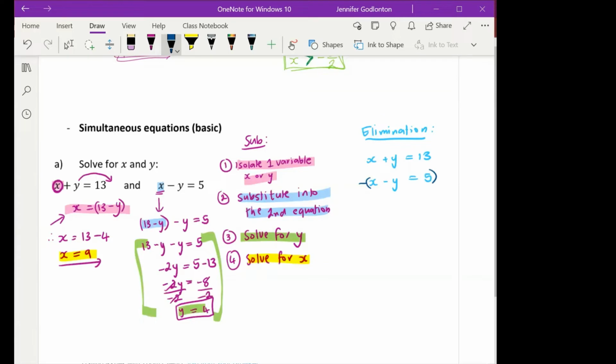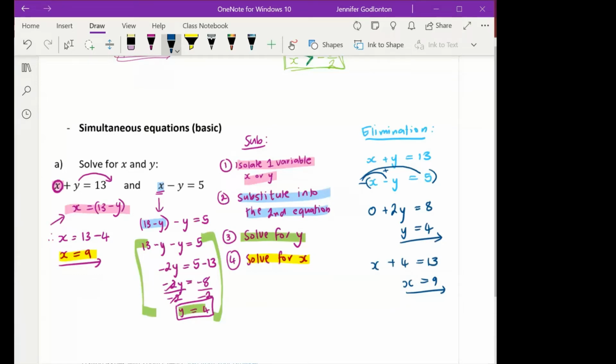Okay, so what we're saying is x minus x, which is 0. Now we need to be careful because a negative and a negative is a positive. So it's going to be y plus y, which is 2y. And be careful, we're minusing this 5. 13 minus 5, which is going to be 8. So we get 2y equals 8, which means y is equal to 4. And then you just substitute it into one of the other equations. So we can say x plus 4 is equal to 13, which means x is equal to 9.